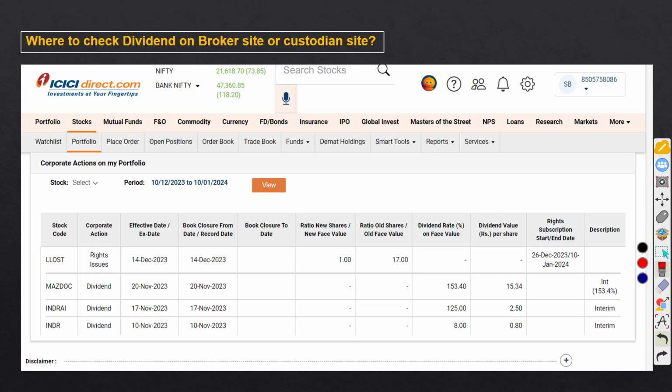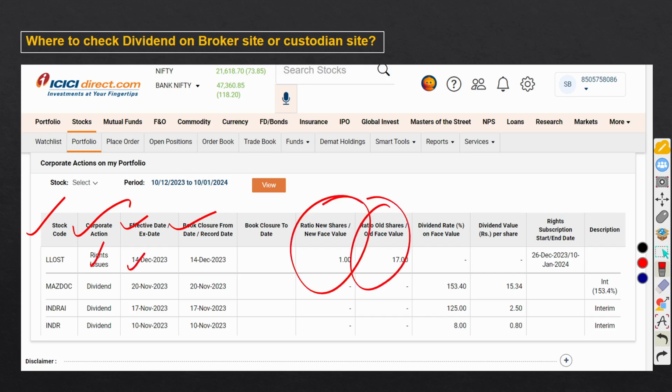Okay, so this is basically my portfolio. Every broker, if you have a broker account or custodian account, provides this. Maybe your question would be, where do we check the corporate action dates and everything? See, every broker maintains data: stock codes, corporate actions, ex date, record date, book closure date. Every broker carries that information. And if you see here, the broker is carrying all the information that is needed: ex date, record date, rights issues, corporate action types, new ratio, old ratio, dividend rate, or let's say dividend amount per share. See, this broker is maintaining everything.